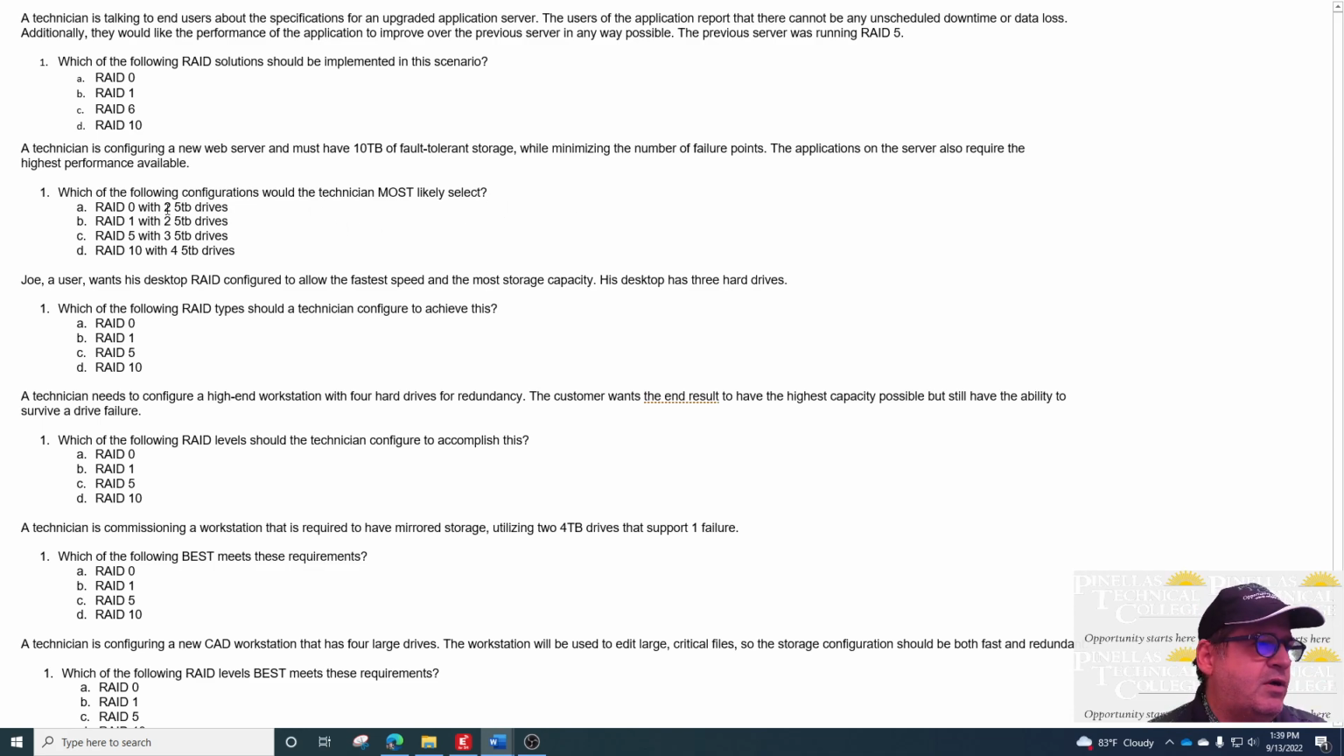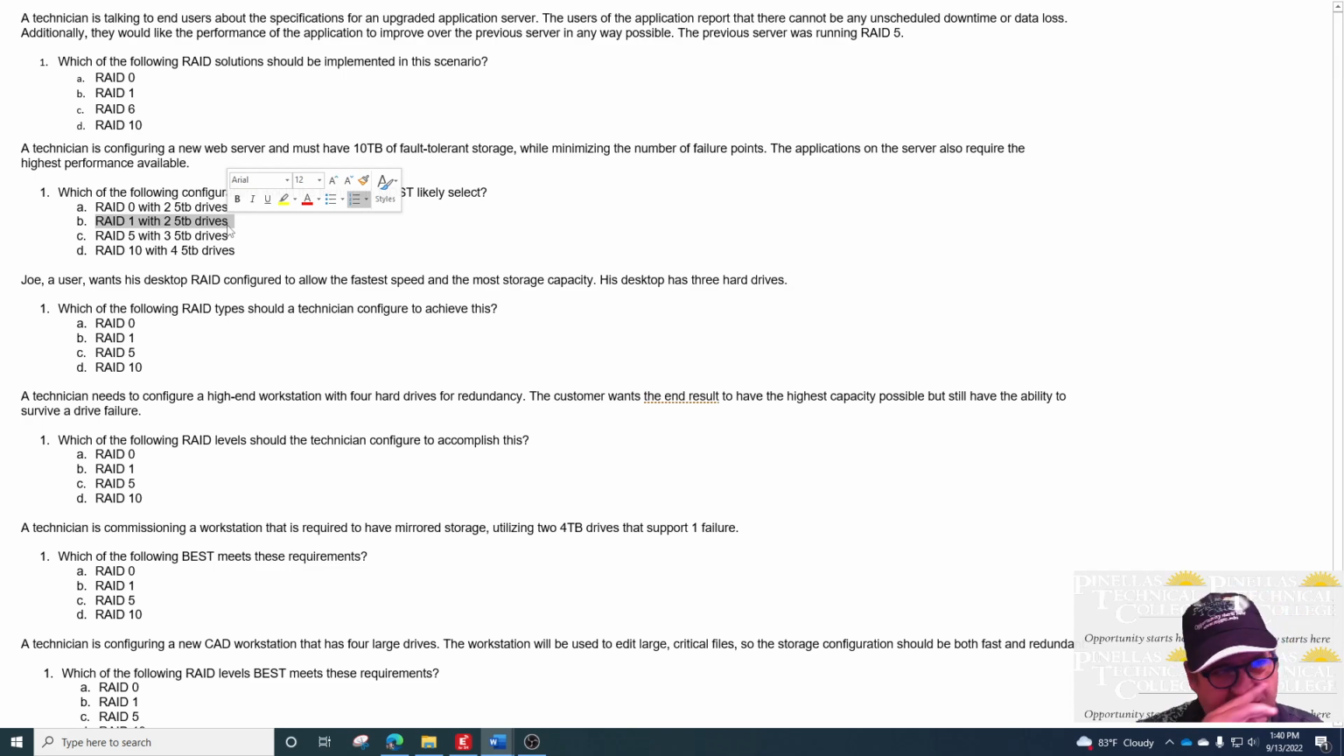So let's go through these one by one. RAID 0 with 2 5-terabyte drives. I mean, right away, RAID 0 doesn't give us fault tolerance. It's for speed, there's no redundancy. So that's out.